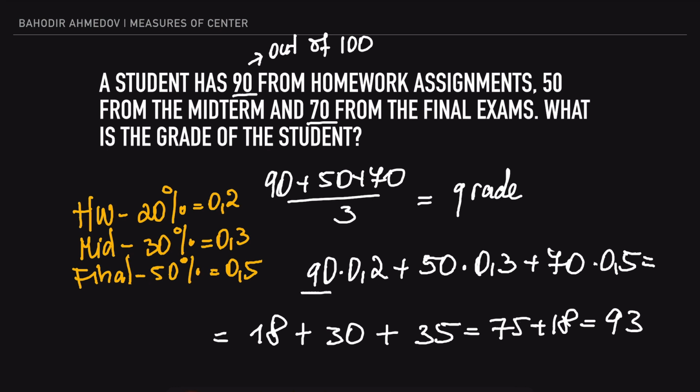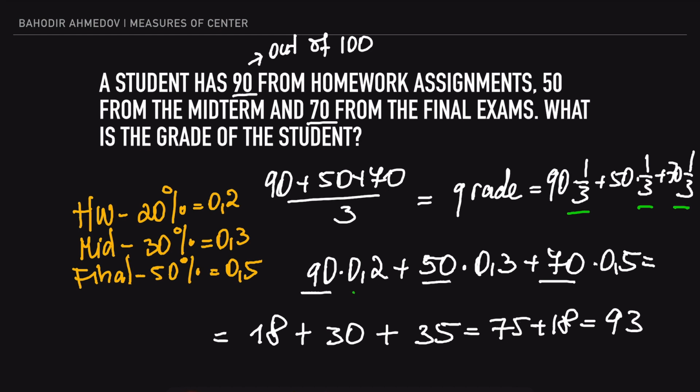So you see, I'm not just adding the three values. Please note that you can rewrite this formula in this way: 90 times 1 over 3, plus 50 times 1 over 3, plus 70 times 1 over 3. So in a sense, the simple arithmetic mean is also a weighted mean, where the weights of all three categories are taken equally as 1 over 3.